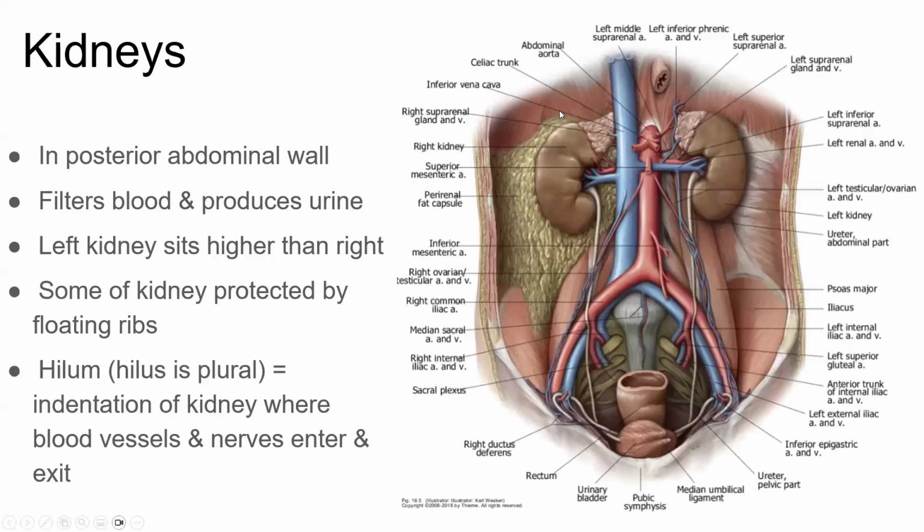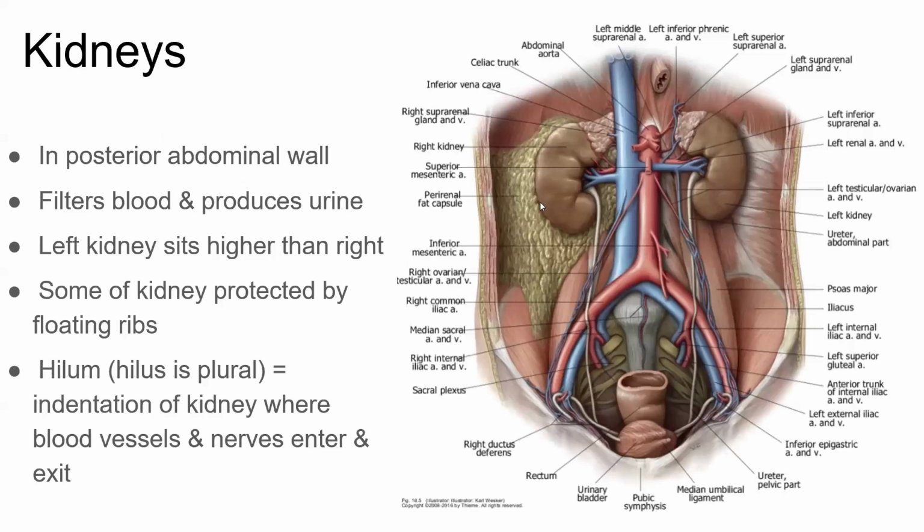Our lab for today: the urinary and reproductive systems. We want to start with the kidneys first. We're going to start with the urinary system, which is comprised of the kidneys and the collecting structures such as the ureters and bladder. So the kidneys, we're going to start off, are paired organs.